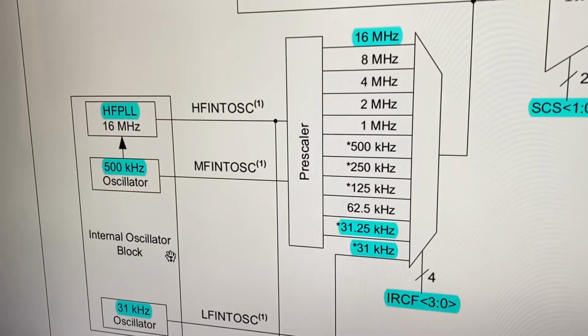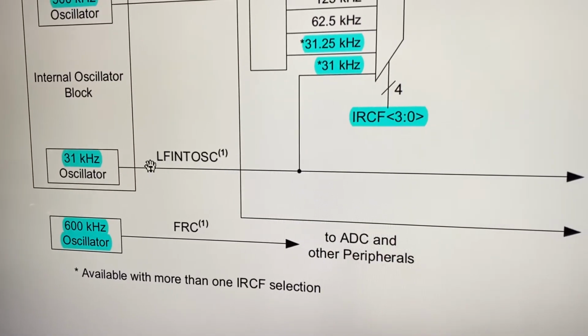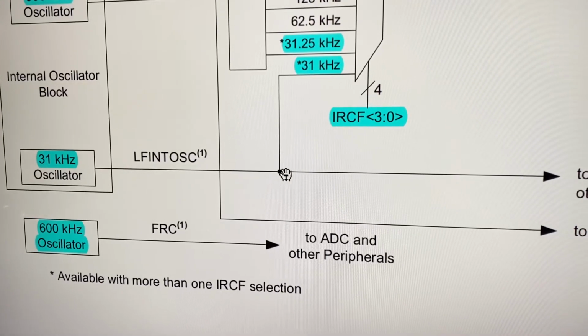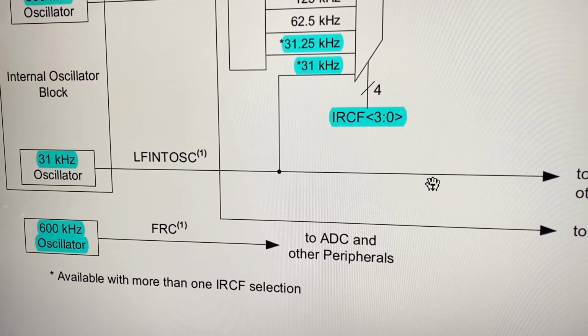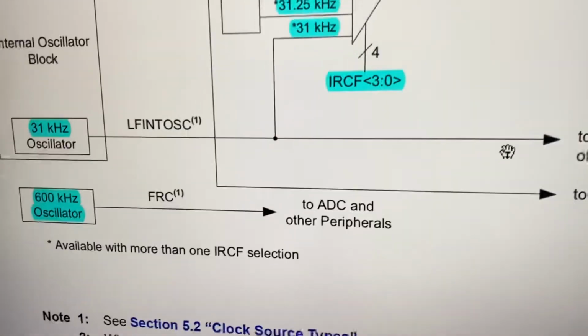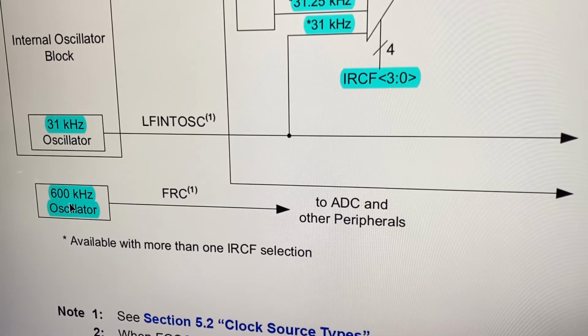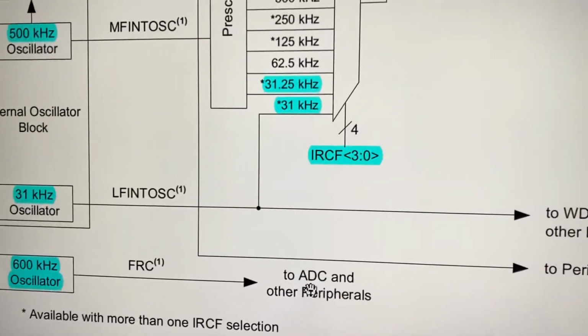Also there is another internal oscillator, this one, 31 kilohertz, which is used for low frequencies, and it goes here to the multiplexer, or it can go to the watchdog timer and power up reset timer. Also you have another internal oscillator fixed at 600 kilohertz. It is called FRC, and this one goes to the ADC and other peripherals. The ADC is the analog to digital converter, okay, that requires a clock.